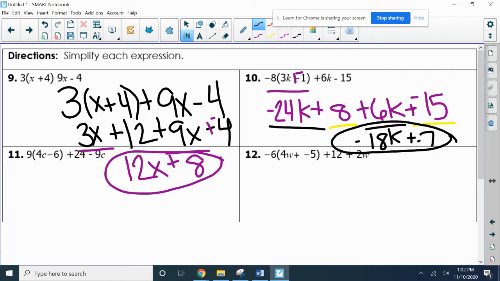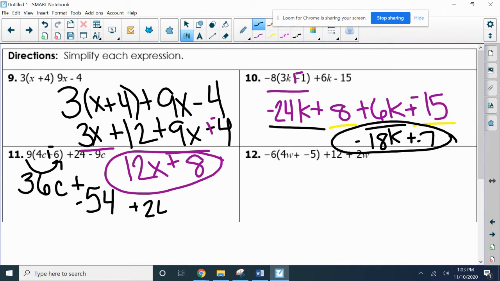I'm going to do 11. Let's see. So again, we're going to distribute this 9. So 9 times 4c is going to give me 36c. And we're going to make this plus a negative. 9 times negative 6 is negative 54. And then we're going to bring everything else down.